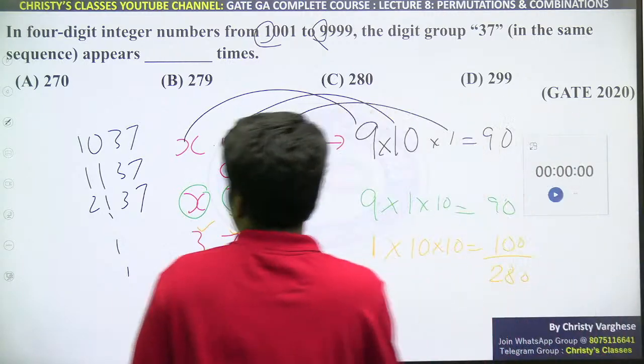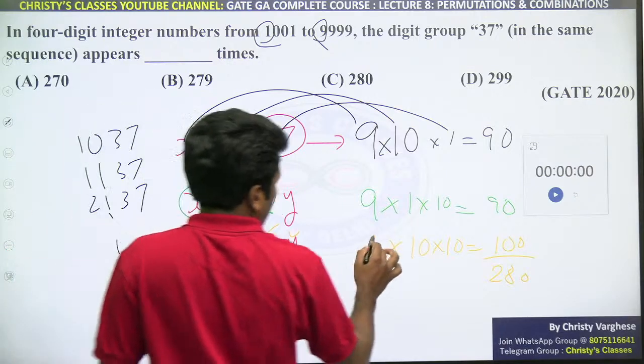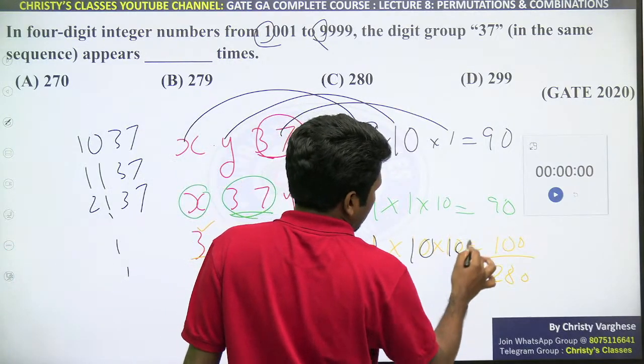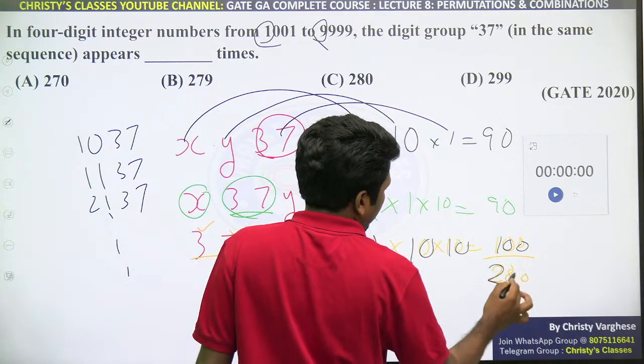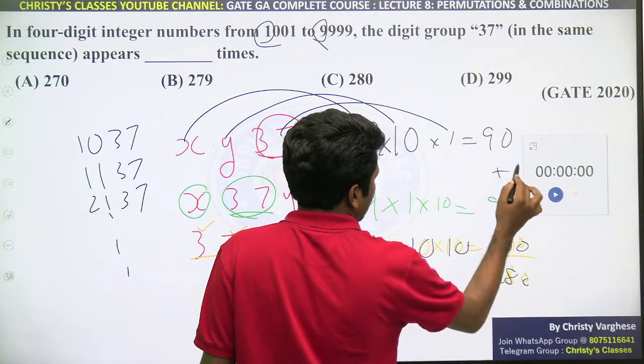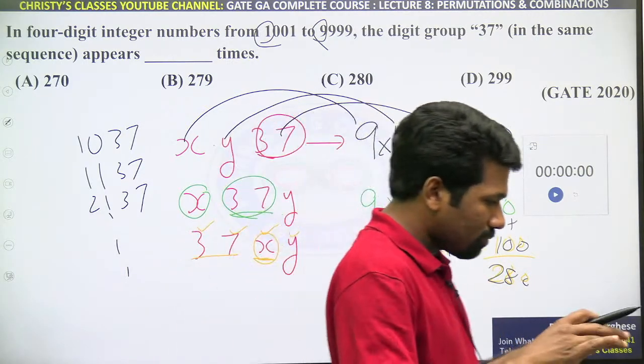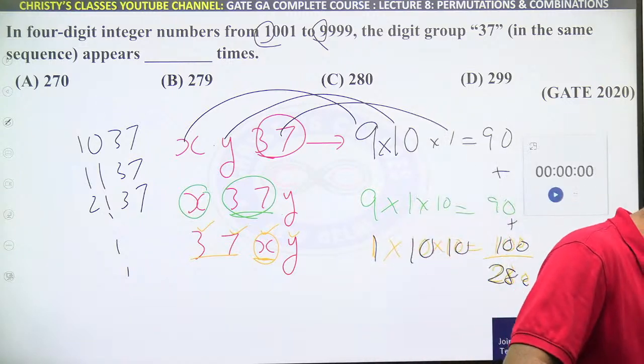Not visible. Okay, I will use a different marker here. 1 into 10 into 10, 100, adding up 280. 100 plus 90 plus 90. All of you understood this? Please respond. Is this clear or not?